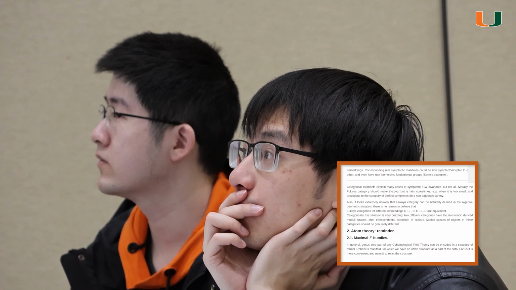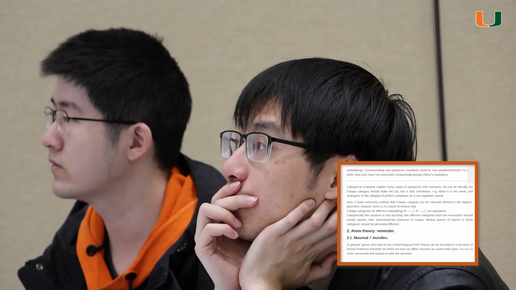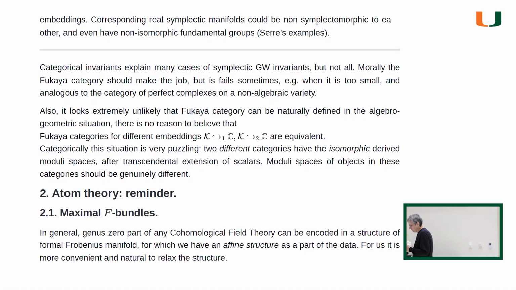I mentioned that a category is sometimes very small, and here something very mysterious goes on. You get two different symplectic manifolds, two different Fukaya categories which have no reason to be equivalent, because things are different. But the moduli space of these categories, which is described by this geometry, the deformation of categories, giving this variation of Hodge structures, are the same after extension of scalars.